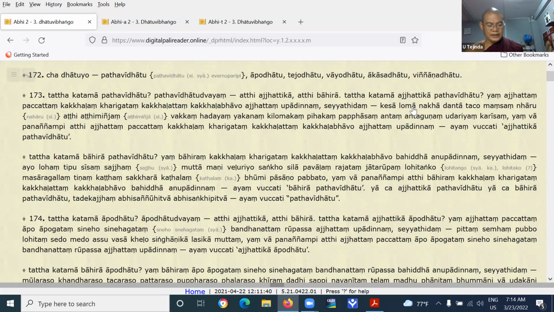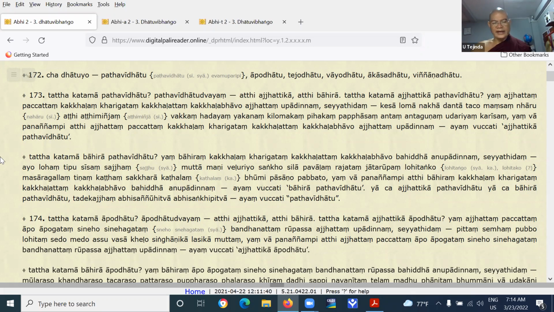Anupadinna here does not mean that. The commentary will explain this, but here you have to note Bahira anupadinna rupa. Bahira Pathavidhatu refers to the bahira anupadinna rupa. Ajjhattika Pathavidhatu refers to the ajjhatta upadinna rupa. Bahira Pathavidhatu refers to bahira anupadinna rupa.